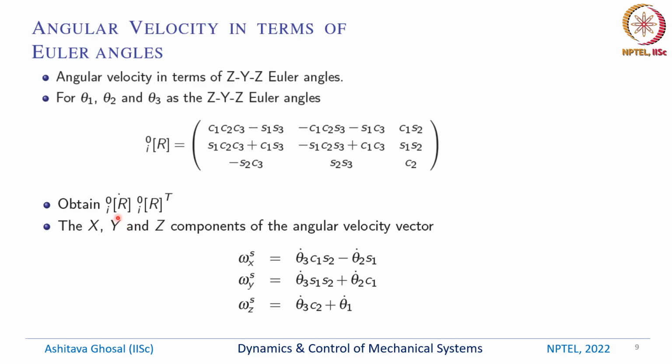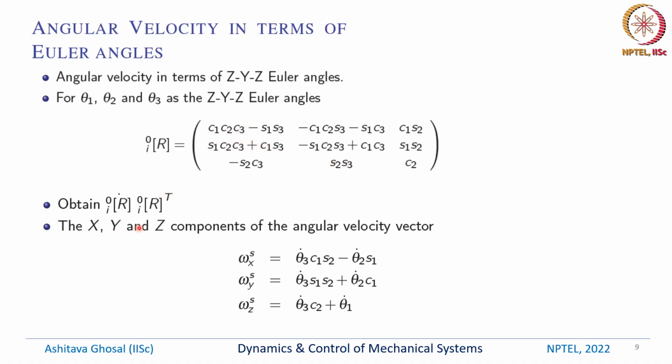Again, we can obtain this R dot and R transpose. R dot again means exactly the same thing. So for example, what is R33 dot? It is minus sin theta 2 into theta 2 dot, and we have to use the chain rule for all others. So as you can see, you will have many terms. So C1, C2, C3, you have to use the chain rule, and you will get theta 1 dot, then theta 2 dot, and theta 3 dot, and so on.